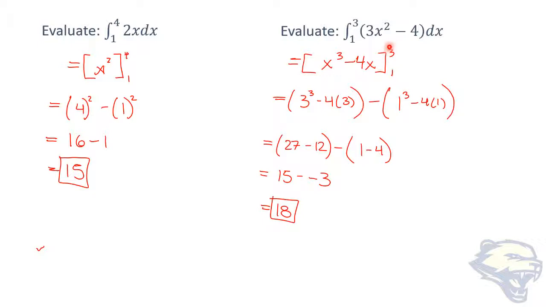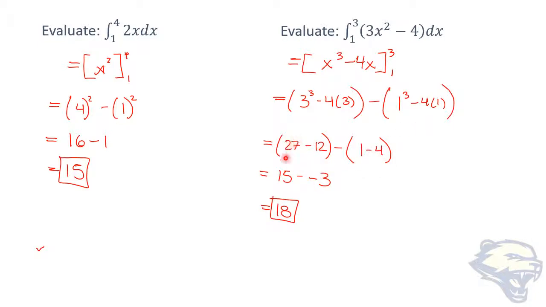So the numbers from up here are going to go back here after my brackets. I'm going to plug the 3 into the whole thing first. So this will be 3 cubed minus 4 times 3. So that's all in parentheses together. Minus, then I take my lower number 1 and I plug that in. So 1 cubed minus 4 times 1. And then I just start simplifying. So 3 to the third power is 27. 4 times 3 is 12. 1 cubed is 1. 4 times 1 is 4.